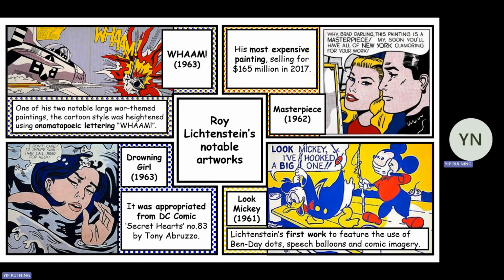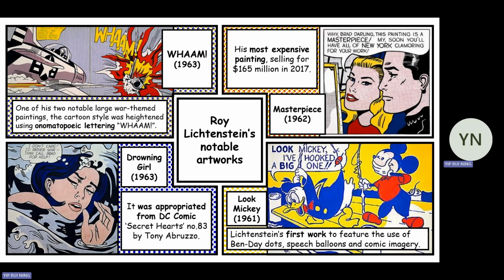Here are some of Lichtenstein's notable works. Wham!, one of his two notable war-themed works, used onomatopoeic lettering to heighten its cartoon style. Drowning Girl was painted using oil and Magna paint, and was appropriated from DC Comics' Secret Hearts number 83 by Tony Abruzzo. Look Mickey was Lichtenstein's first work to feature the use of Benday dots, speech bubbles, and comic imagery.